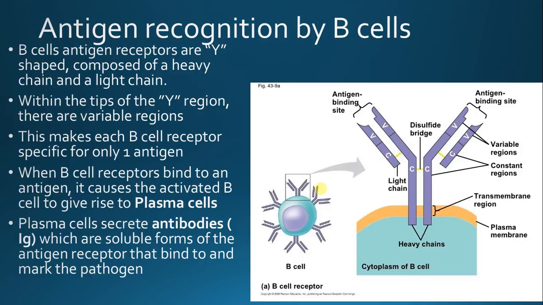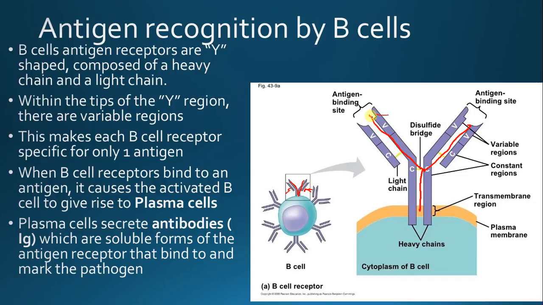So first we'll talk about B cells. And B cells have antigen receptors that are shaped kind of like a Y. Here's the antigen receptor. You can see how it is a Y shape. And they're composed of two protein backbones, a heavy chain, the long one, and a light chain, this short one. So if you see a bigger picture of a B cell, you can see the heavy chains right here, light chains right there, to make that Y-shaped receptor.